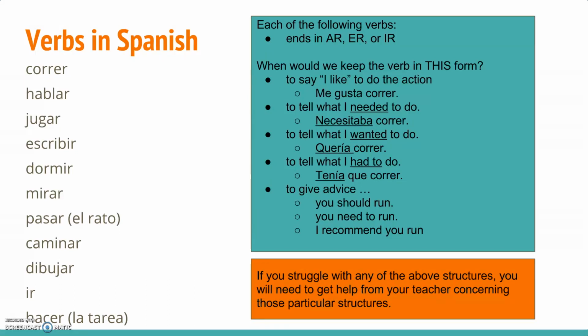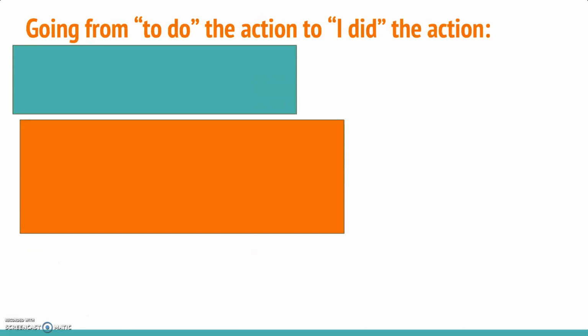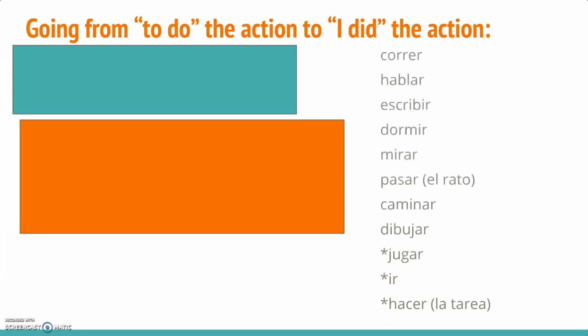If you struggle with any of the above structures, you will need to get help from your teacher concerning those particular structures. Now we're going to talk about how to change from that list, the infinitive, to saying I actually did the action. Here's our list of verbs again.